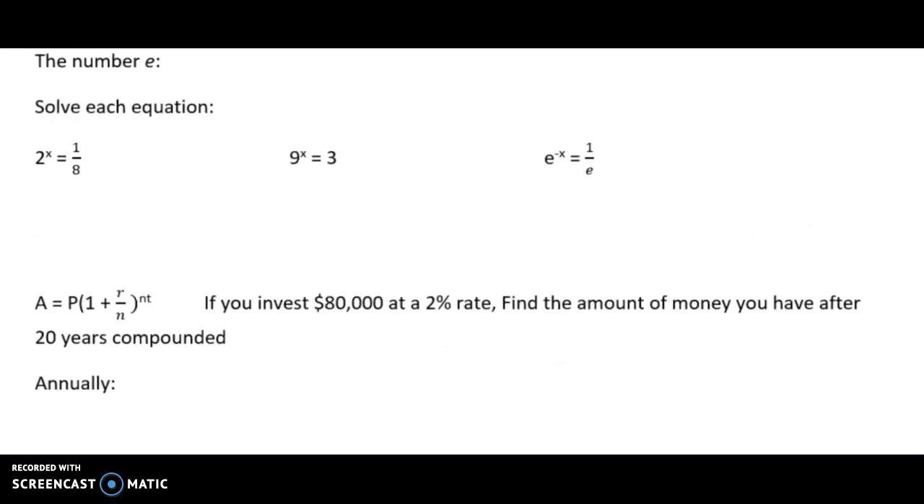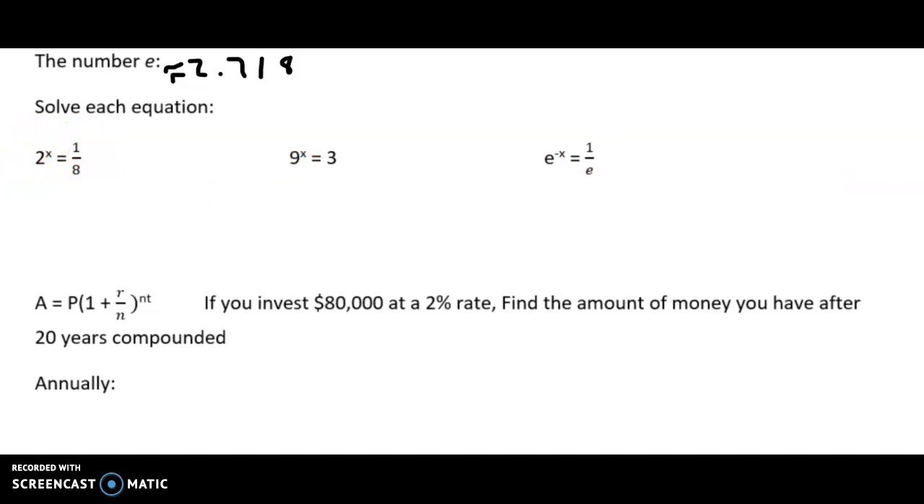Okay, so the number E is on your calculator. 2.718 is fine. Some people estimate it to 2.72. It's obviously approximate. It's not exact. We're going to move now into solving equations with exponential functions. This is saying 2 to what power equals 1/8.